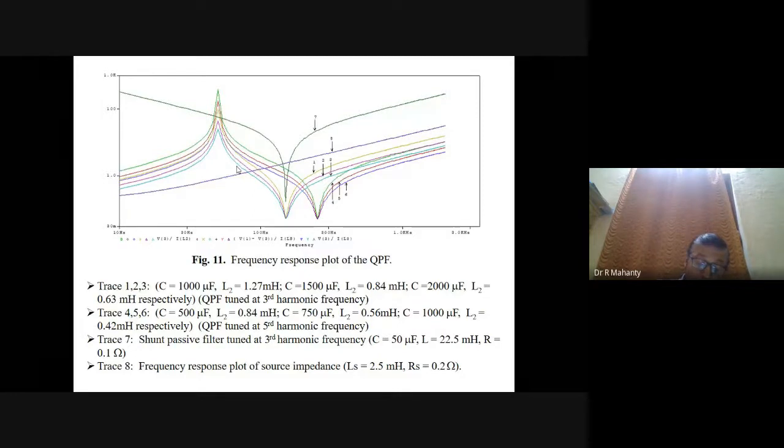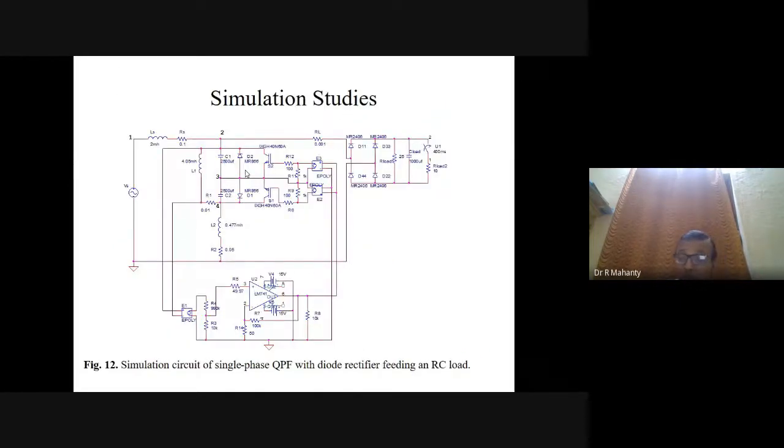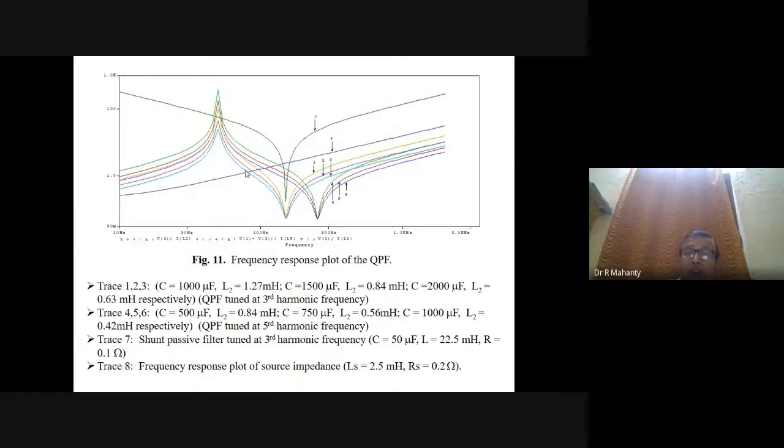Okay, the current flowing through the capacitor and the current flowing through the inductor is very large in that case. So that is one of the disadvantages of this scheme. Now this has been simulated for different cases.